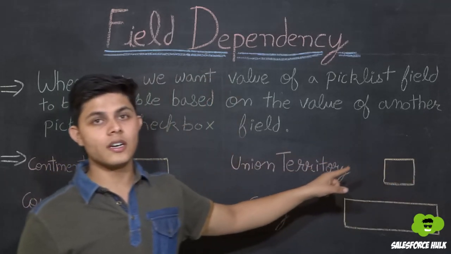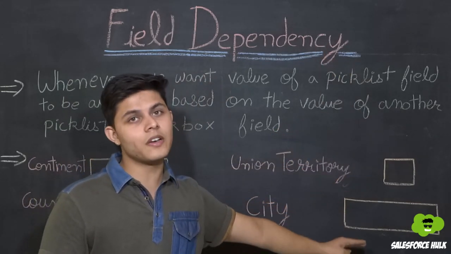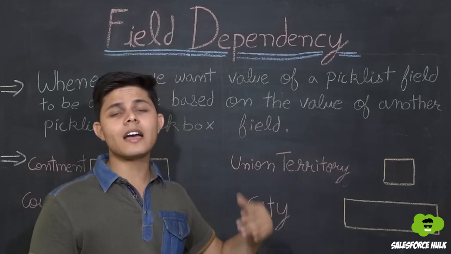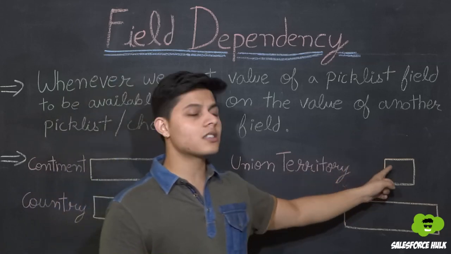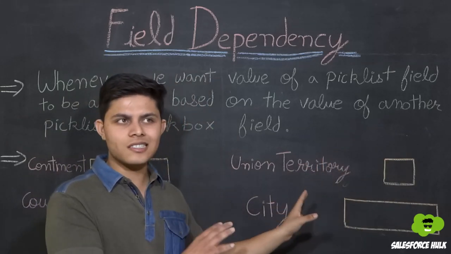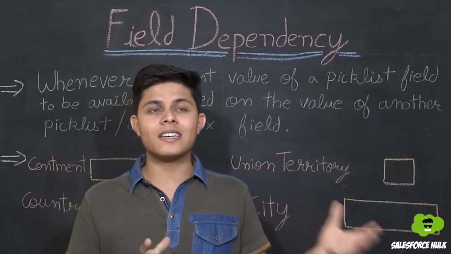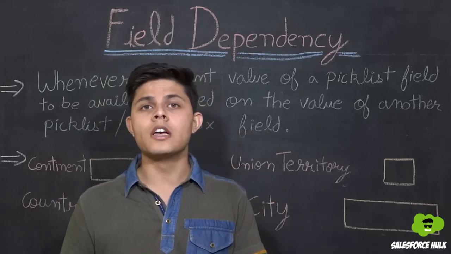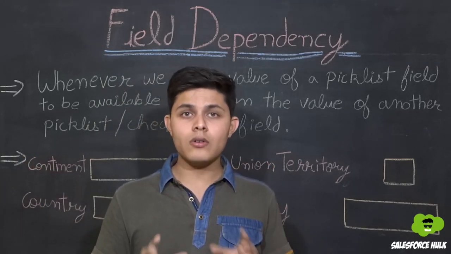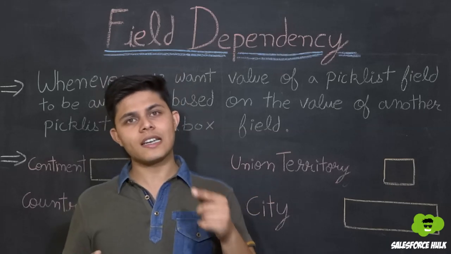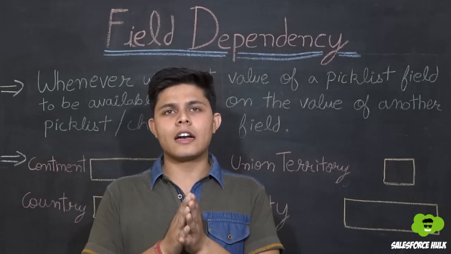And this is a checkbox field. If I select this checkbox, then union territories should be available in this pick list. Otherwise, the cities should be available. If this checkbox isn't selected, then in the city pick list field, the values of union territory should not be available. So in these situations, we're going to create field dependency. Now I'm going to create both of these field dependencies in my org and show the demo to you.